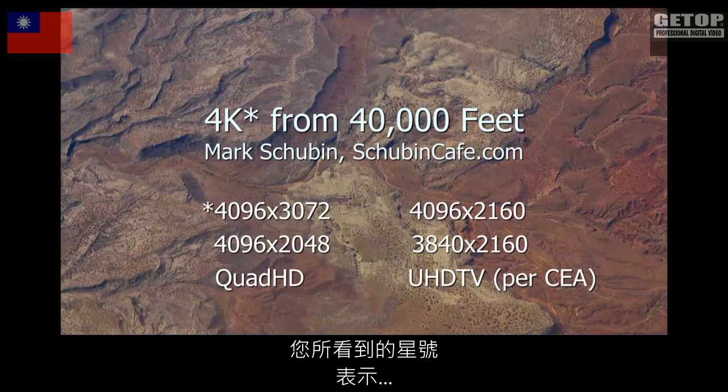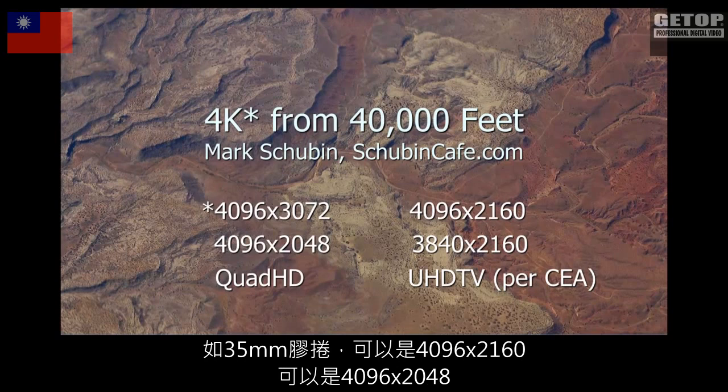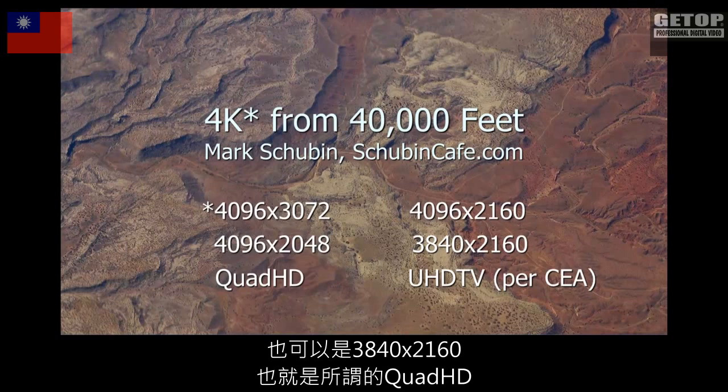And the asterisk there indicates that there are lots of different types of things that are called 4K. 4K could be 4096 by 3072. That's in a 4:3 aspect ratio, like a 35 millimeter film frame. It can be 4096 by 2160. It could be 4096 by 2048. It can be 3840 by 2160, which is sometimes called Quad HD.